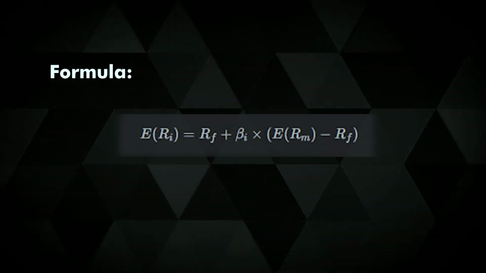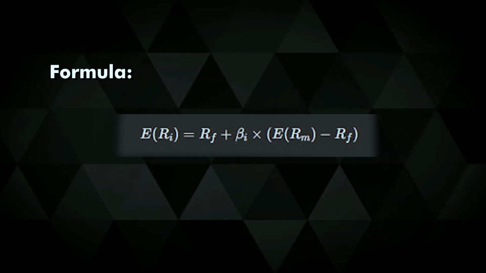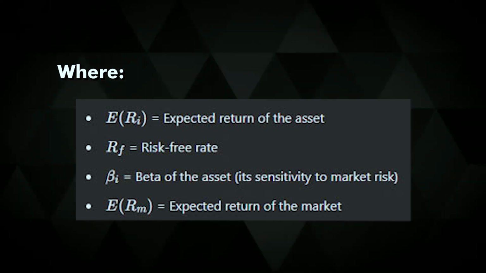So we have the formula here, where E(Ri) equals Rf plus Bi multiplied by (E(Rm) minus Rf), where E(Ri) is the expected return of the asset, Rf is the risk-free rate, and Bi is the beta of the asset.